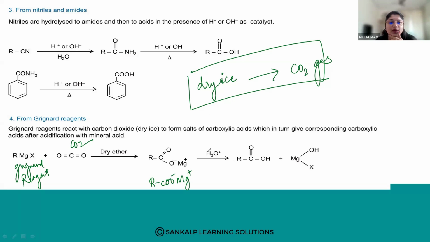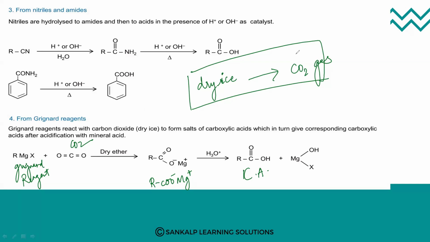This further upon hydrolysis, if you do acidification, you are going to get carboxylic acid. So remember how to react it with the Grignard reagent.